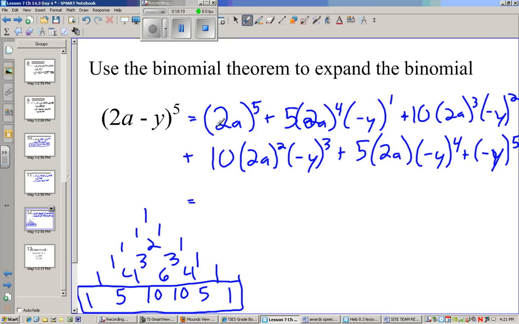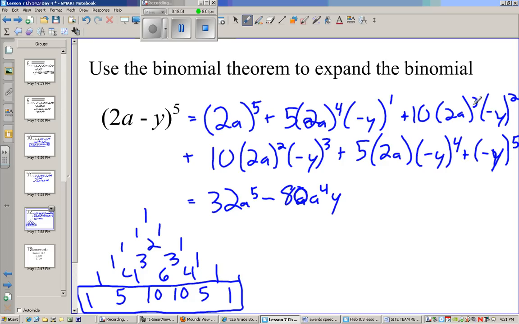So when we multiply this all out, 2a to the fifth, 2 to the fifth would be 32. So a to the fifth is just 32a to the fifth. Now this next one, we have a negative y in here. So negative times 2 positive is going to be a negative. And we have 2 to the fourth, which is 16. 16 times 5, which is 80. So it's minus 80 a to the fourth y.